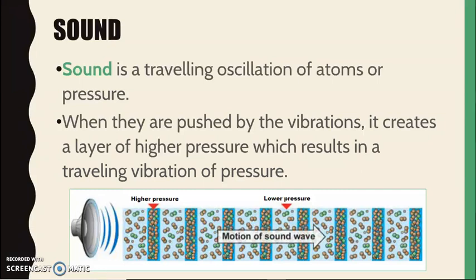So sound is a traveling oscillation of atoms or pressure. We've already talked about the word oscillation. That oscillation means moving back and forth in kind of a pattern. And if you look at the diagram down at the bottom of the slide here, you can see how sound waves, the energy is moving through atoms, either in the air or if it's underwater, it could be in water. Sound can travel through solids, liquids, and gases.